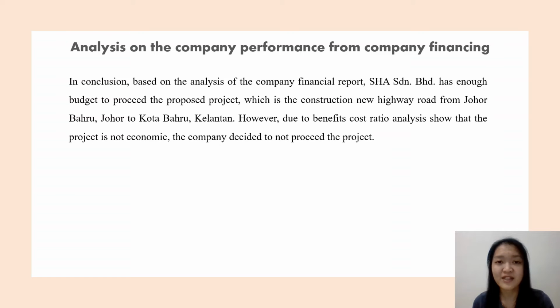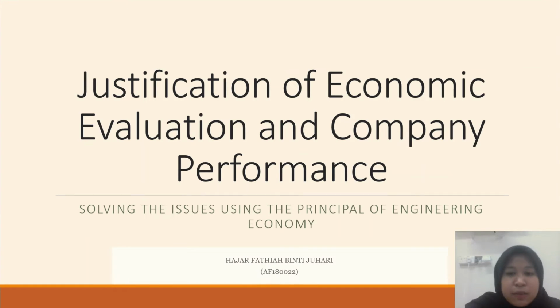In conclusion, based on the analysis of the company financial report, SHA Sendirian Berhad has enough budget to proceed with the proposed project, which is the construction of a new highway from Johor Bahru, Johor to Kota Bahru, Kelantan. However, as the benefit cost ratio analysis shows that the project is not economic, the company decided not to proceed with the project. So next, I will explain the justification of economic evaluation and company performance. And I also will solve the issue that will occur if we proceed with this proposed project using the principles of engineering economy.